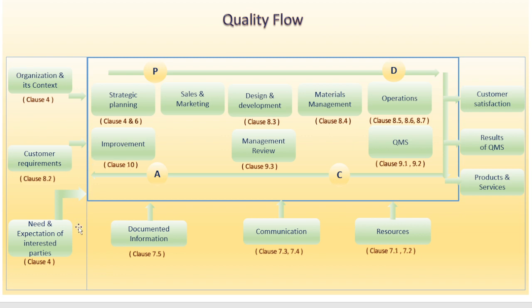If you have determined those, they will be input for all those functions, and finally you will achieve the results of the PDCA approach, or actually the operations, which are customer satisfaction, results of the quality management system, and the actual product and services quality level, or final results of products and services. And of course these are the support areas for your organization.